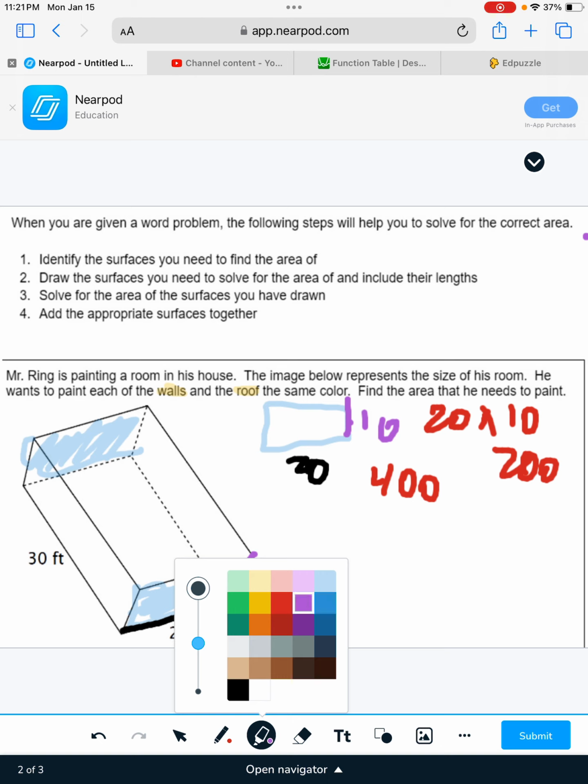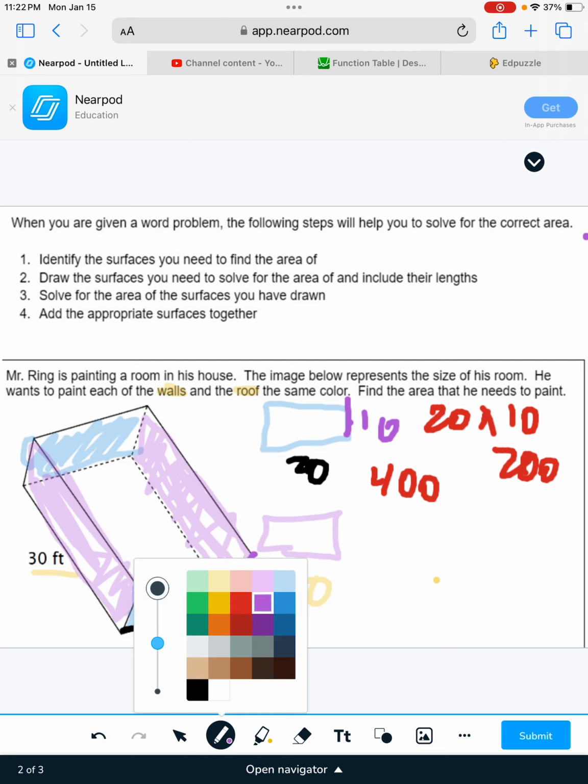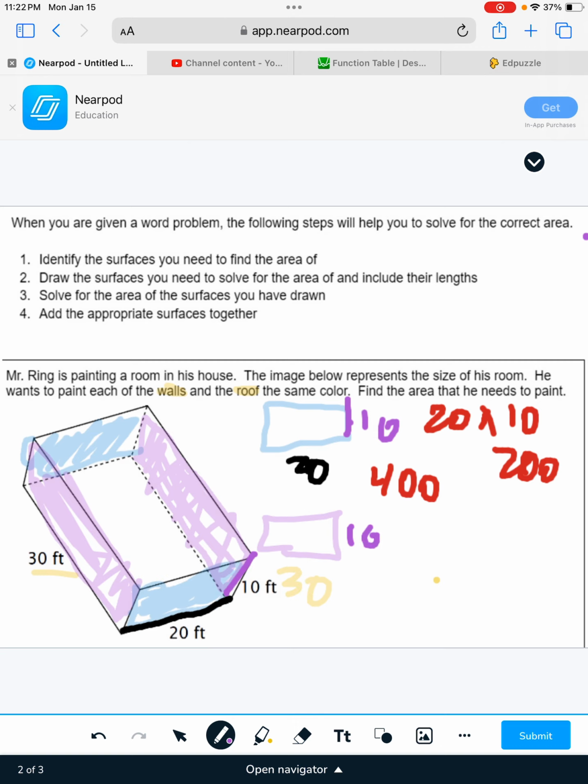From here, I've got my side-to-side walls. The left one over here, as well as the right one over here. If I look at those, I know on those, I'm going to have 30 because of that length there. And the height, well, this is still going to be 10 because it doesn't matter which side we're with. Those walls are going to be the same height. 30 times 10 is 300. So between the two of those, 600. Okay, so up to 1,000 square feet. How to get 1,000? 400 and 600.